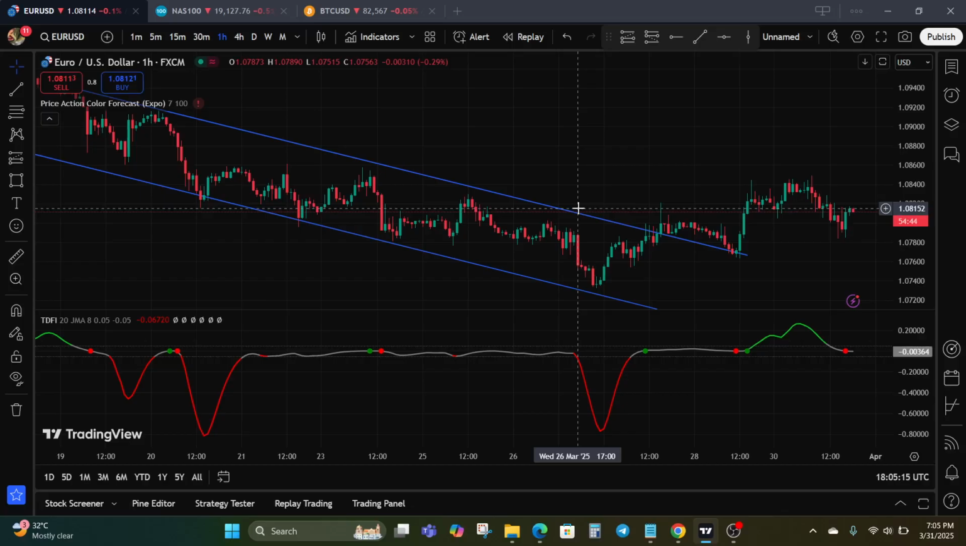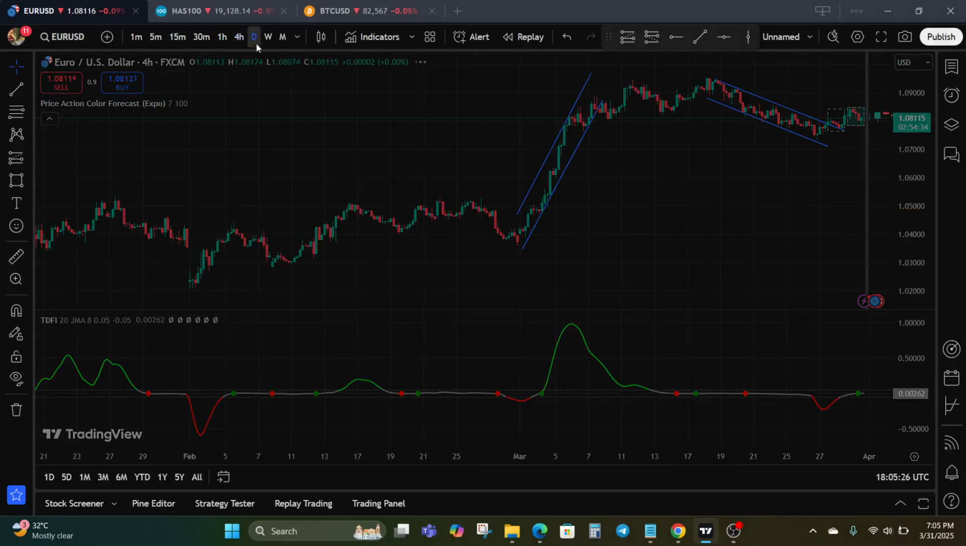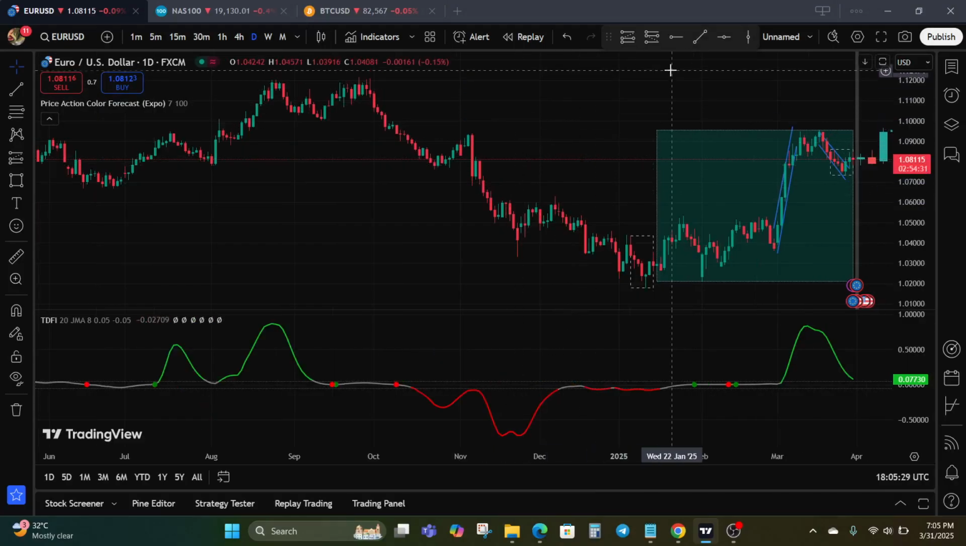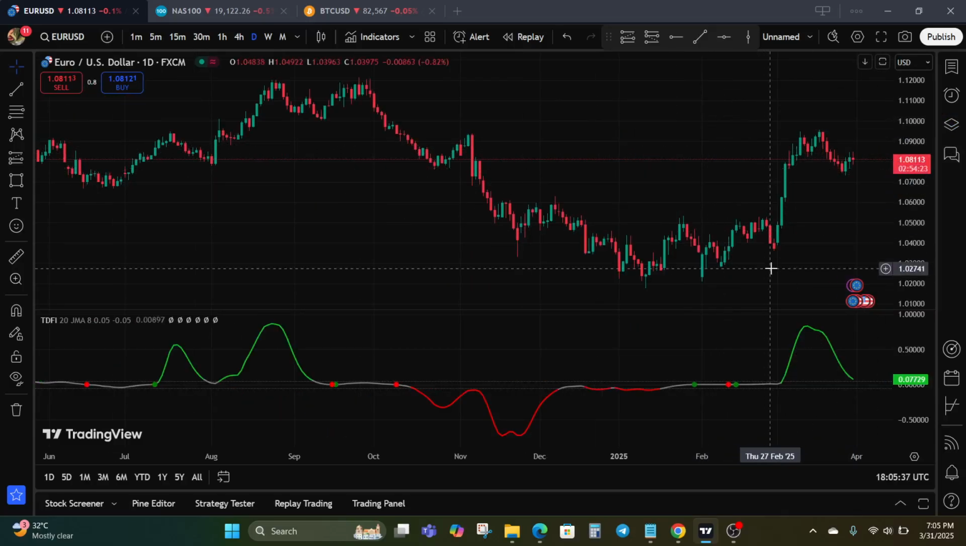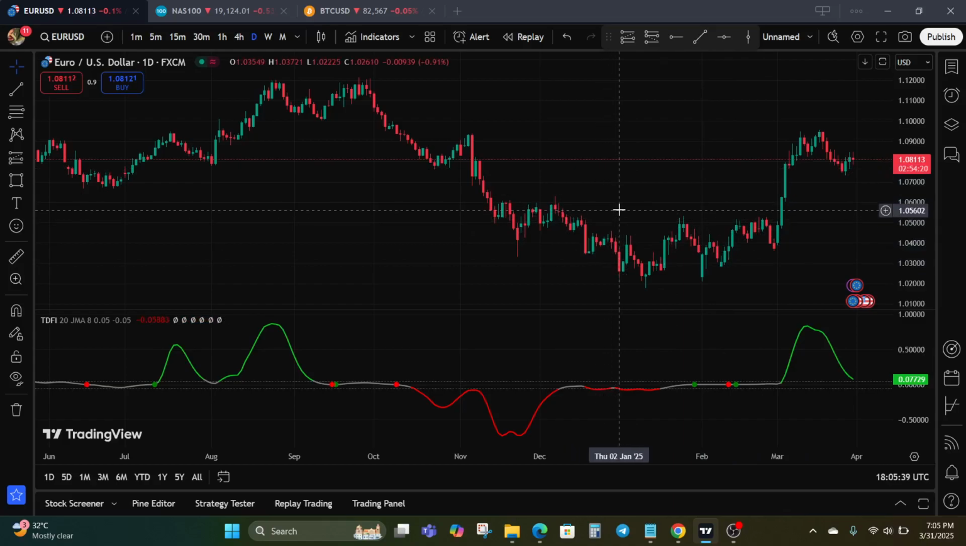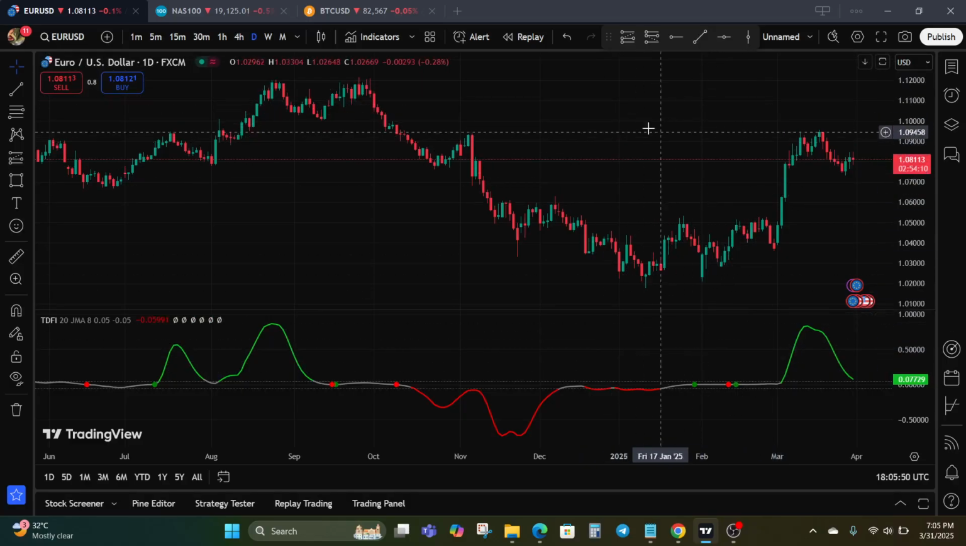Now, to get the most out of the TDFI, here are the best settings and strategies. You can use higher time frames such as the 1 hour, the 4 hours, and even the daily for stronger breakout confirmation. Okay? For stronger breakout confirmation, you can use higher time frames. Okay? Then combine with support and resistance levels for better accuracy. All right, you can also pair with moving averages to filter out weaker trends.